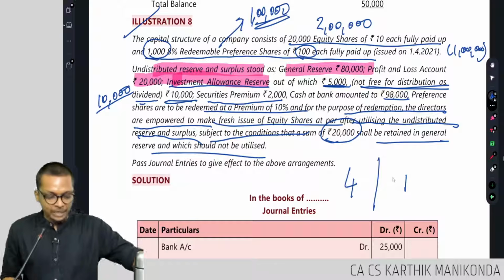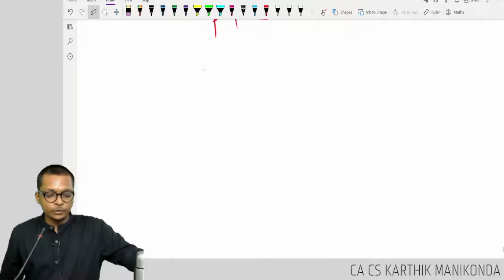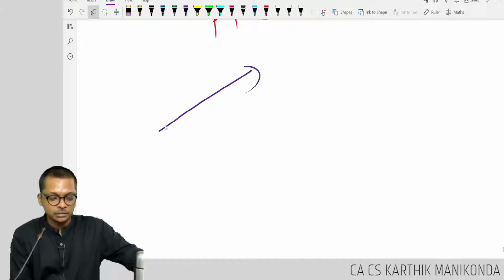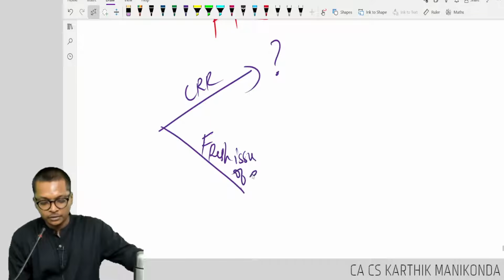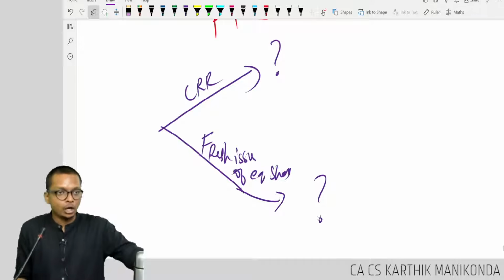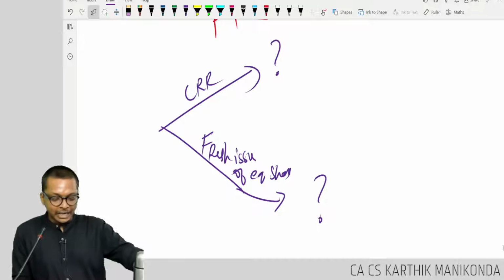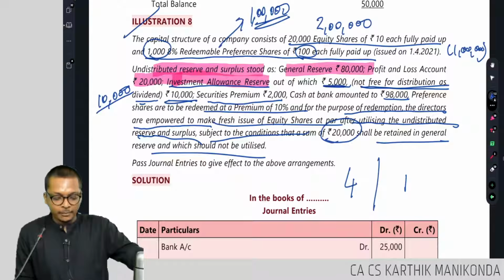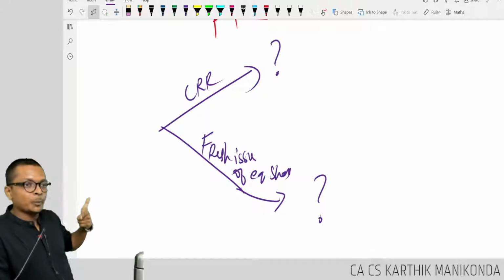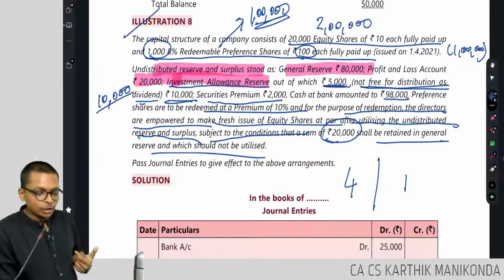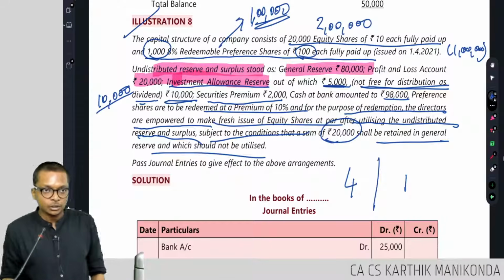Correct. So I will give you 2 minutes time. You need to find two things. How much I will transfer to CRR? What is the fresh issue of equity shares? Nothing new. Already I have done, but I will do it again in detail. But I want you guys to try this. If you find out how much is CRR, how much is fresh issue of equity shares, you can do all the other entries.